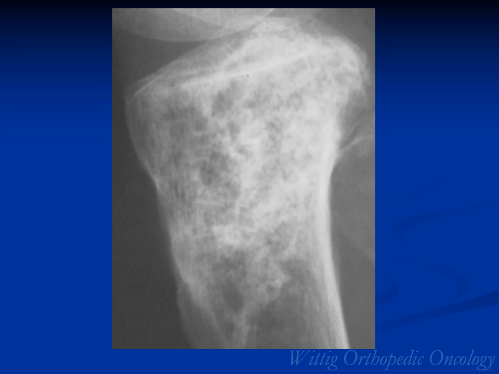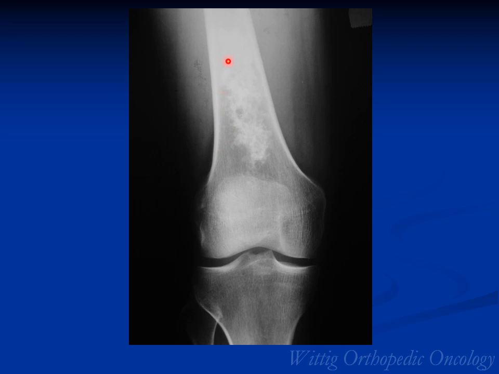Again, a high power view. You can see a circle here, some flocculent area here, a circle here, a circle there. This is an example of an enchondroma in the femur, or possibly a low-grade chondrosarcoma, but you can place this in the category of a hyaline cartilage tumor because of the ring and arc calcifications.